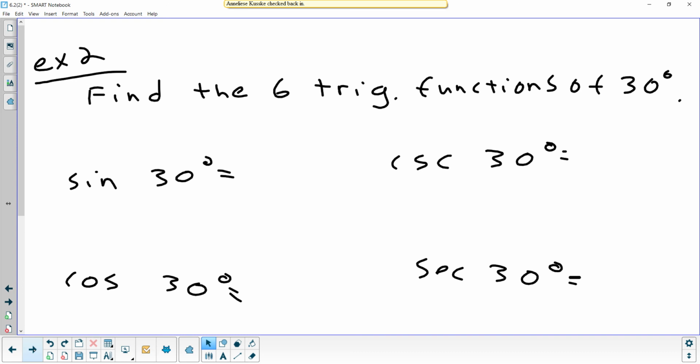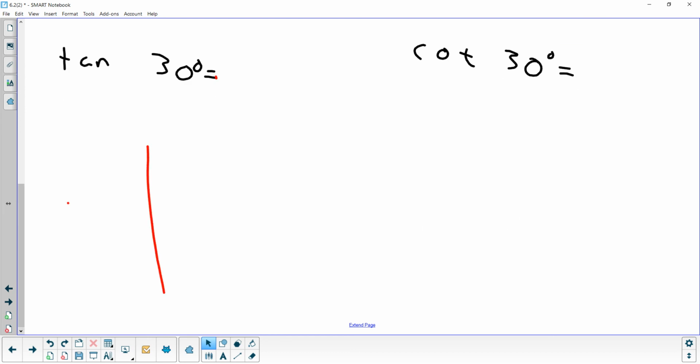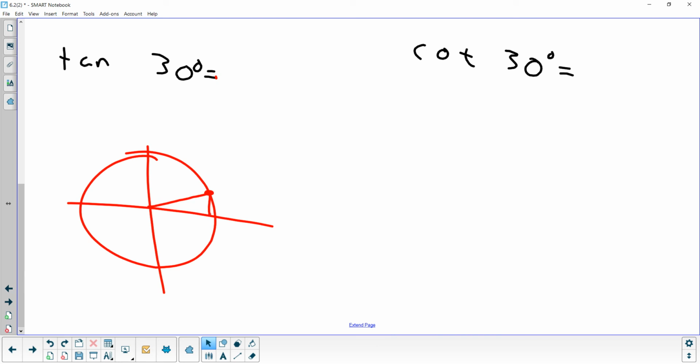Right, let's try this one. Find the 6 trig functions of 30. Now, the two numbers that are going to be involved are root 3 over 2 and 1/2, but we have to get them in the right order. They're both positive because you're in quadrant 1. If you're not sure which one comes first, this is what I do in my head. I think of the circle, think of 30, and I imagine that triangle, and I ask, where is the long side? Is it on the bottom, or is it going up and down? It would be on the bottom. So what's going to be the coordinate for 30?